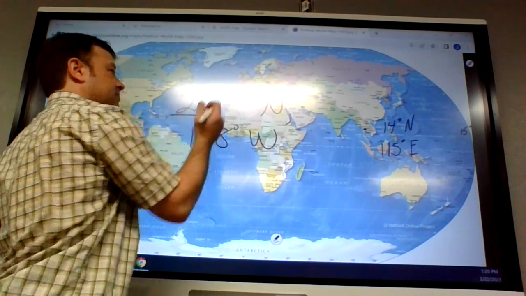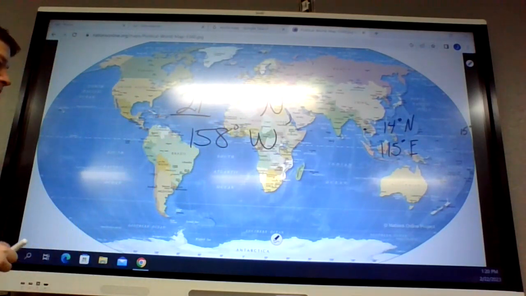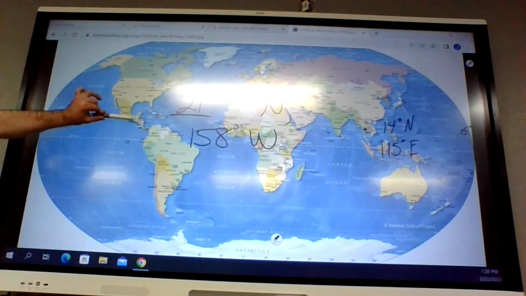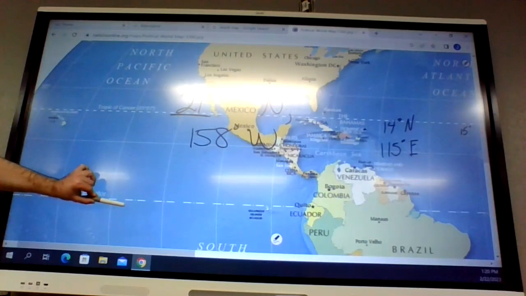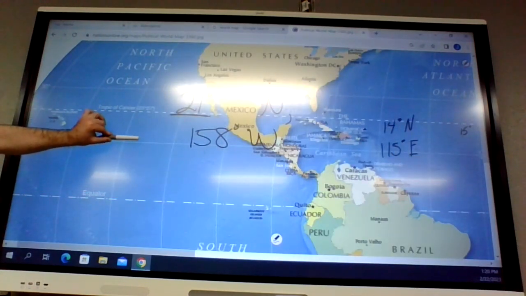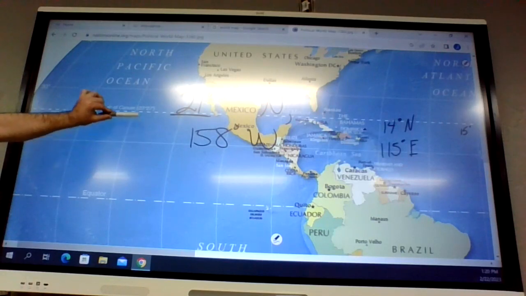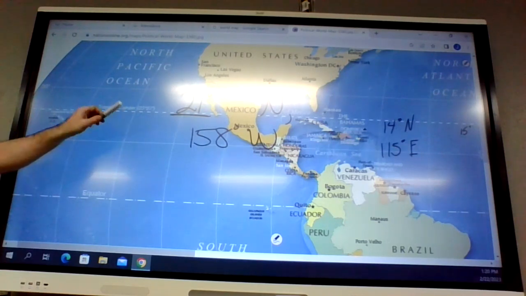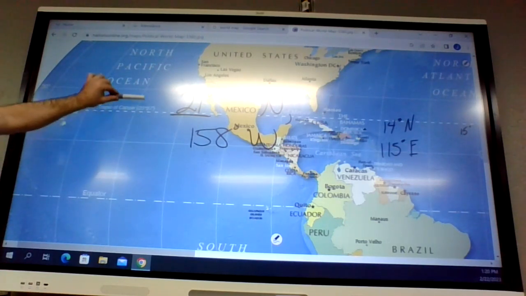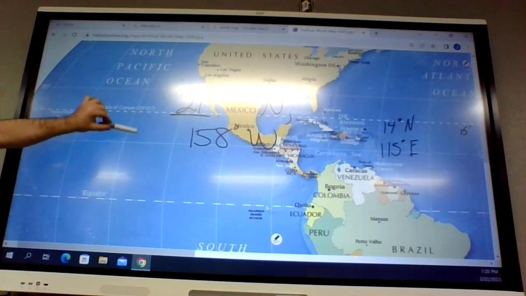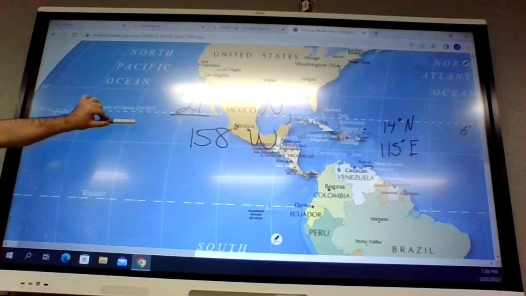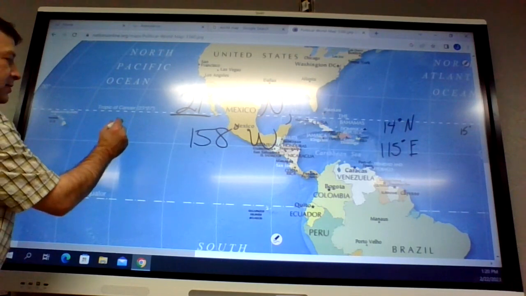So 21 degrees north. So here's the equator. Remember how I said they're counting by 15s? So this would be 15 degrees north. You can't use the Tropic of Cancer. That's a special one, so kind of ignore that. This is 15, this would be 30. I zoomed in here. So 21 would be a little bit closer to 15, so it'd be on this line.